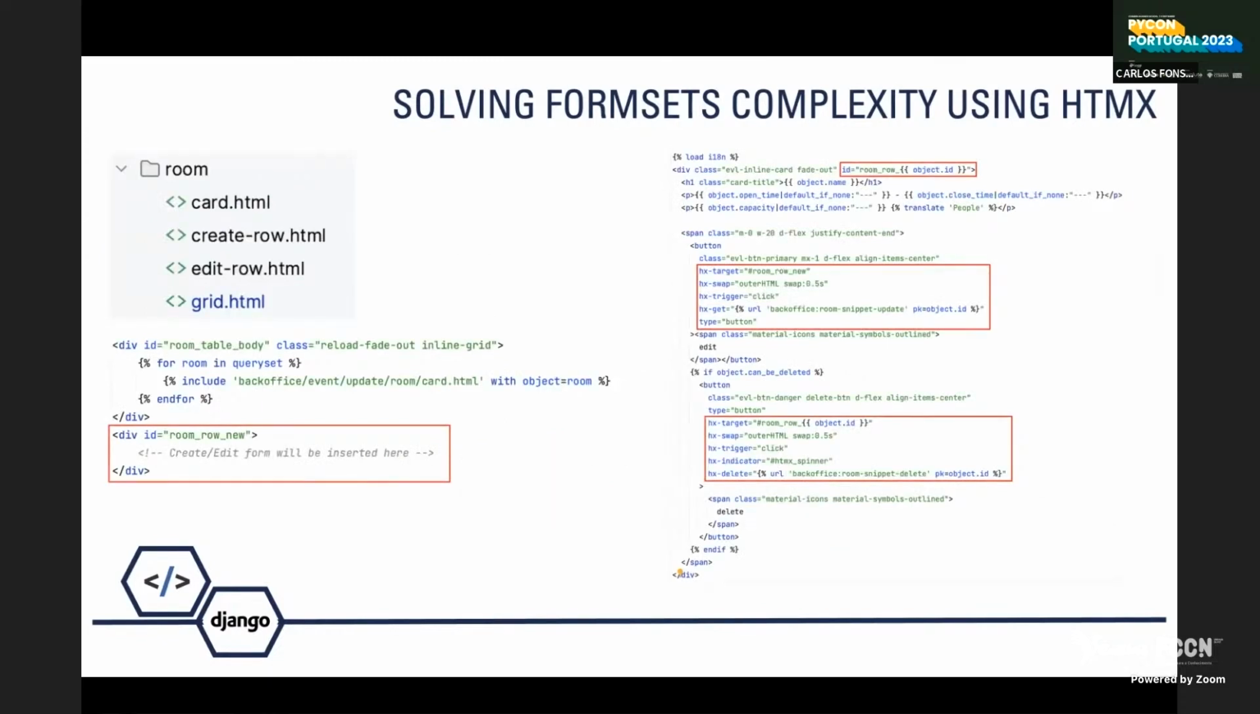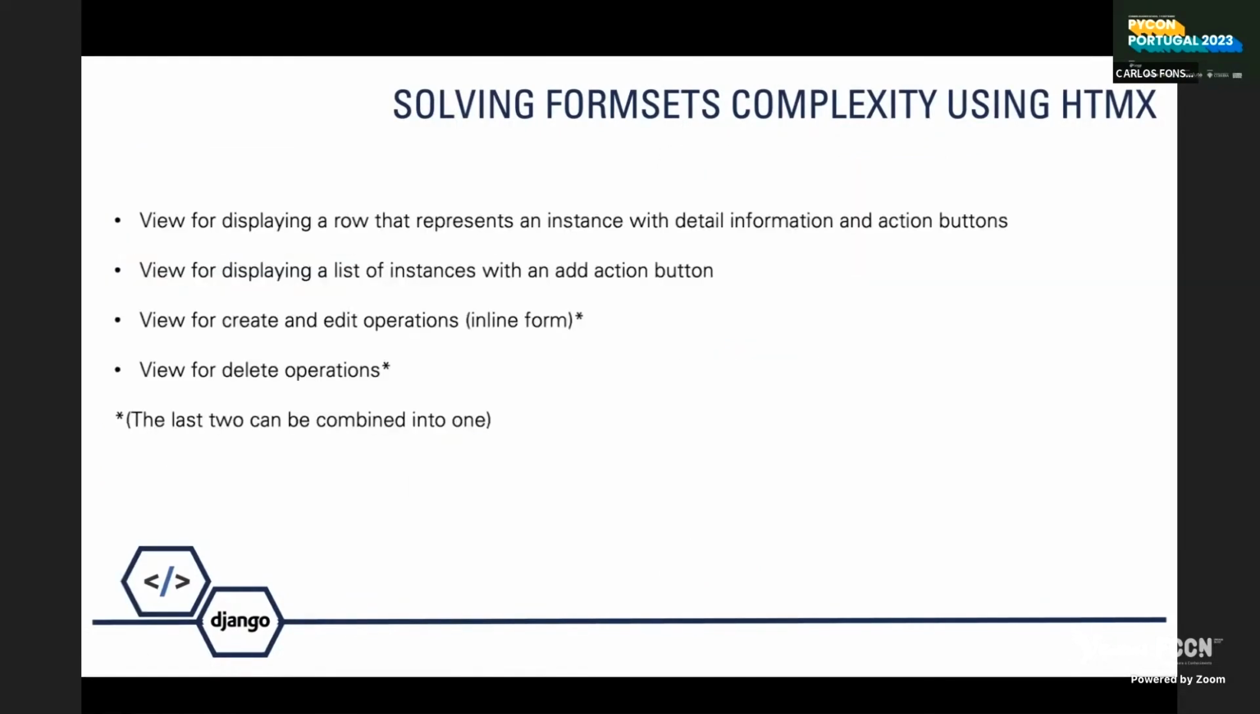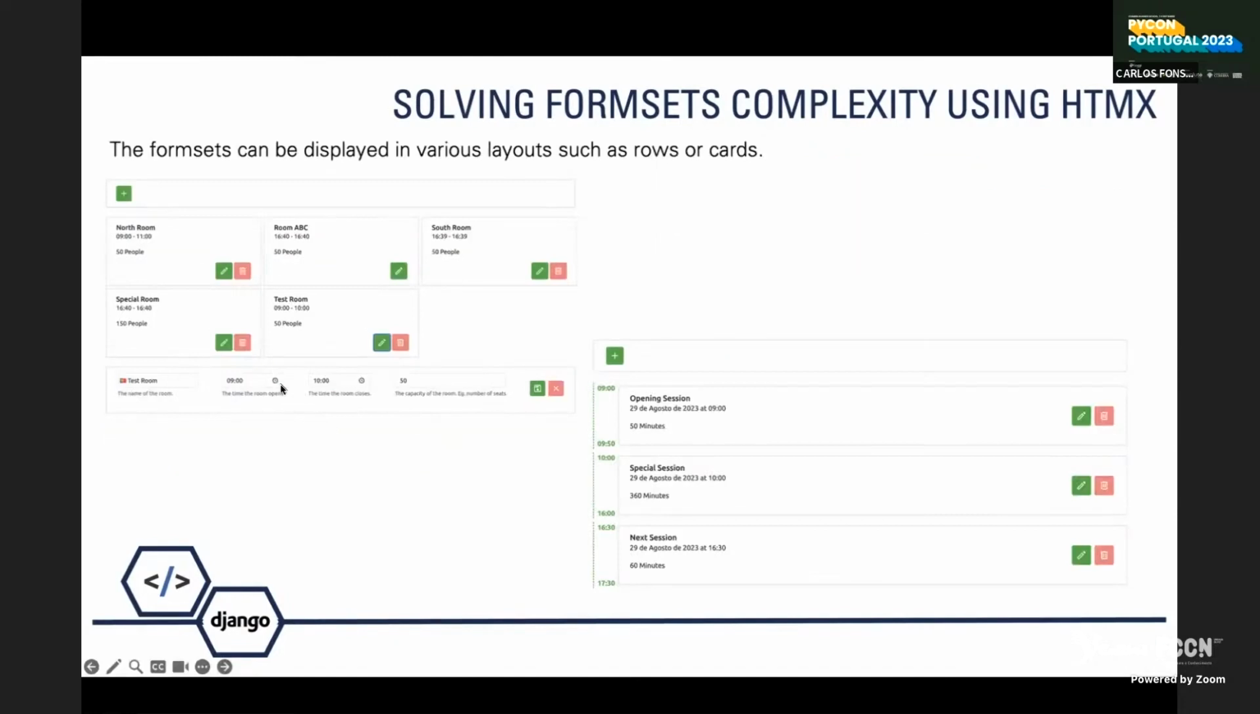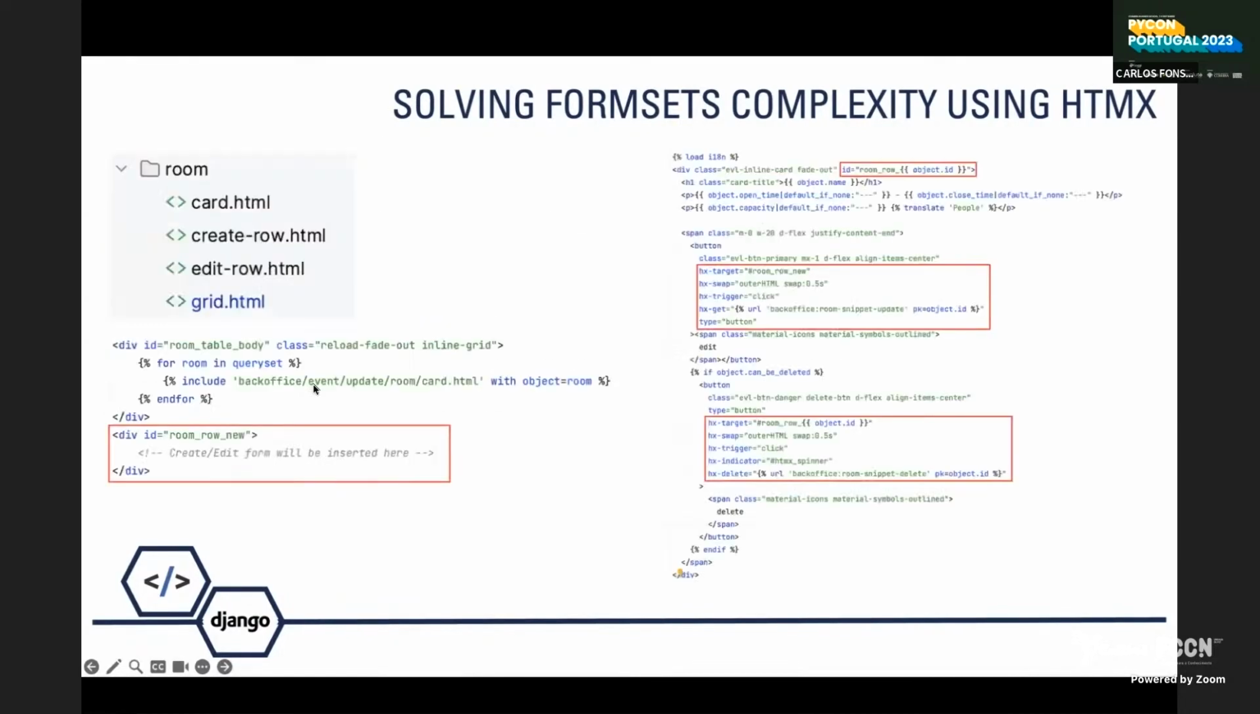Here we can see how the HTML changes were made. We have two action buttons on the right. You can see the first button acts as an update form. When we press it, it will trigger that form. In this case, the ID room row new, that is the one on the left, acts as the one below the cards. And the other one will trigger a request to the delete view, and it will delete the object, and that view will return just an empty response, and it will delete the card.